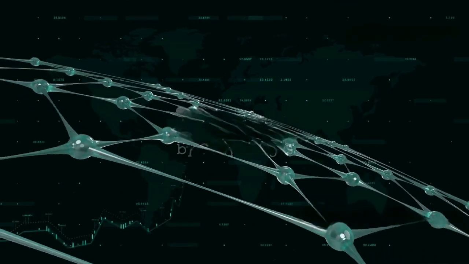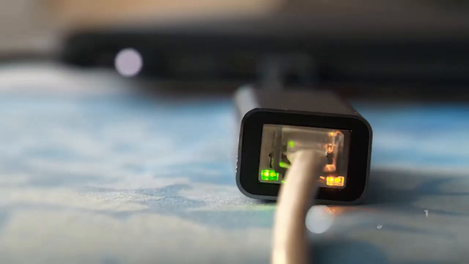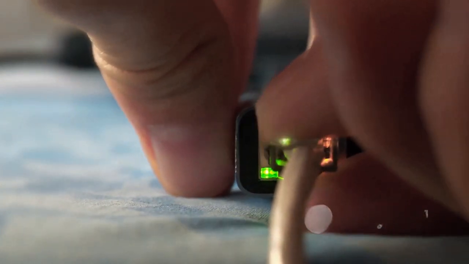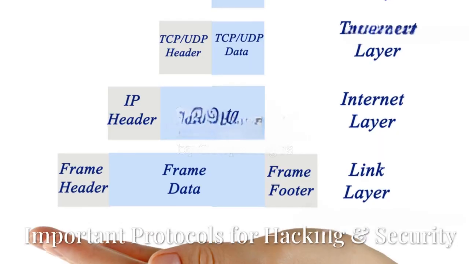Finally, we have the network access layer. This layer is responsible for how data gets onto the physical network, whether it's Ethernet cables or Wi-Fi. It determines how the bits of data travel across hardware.